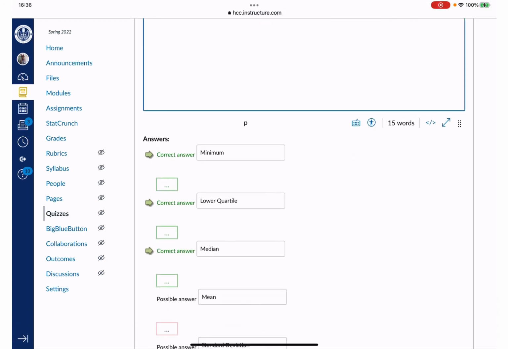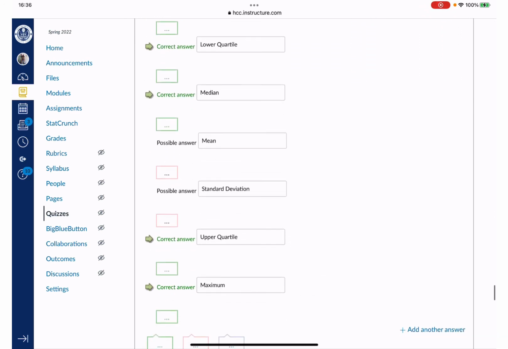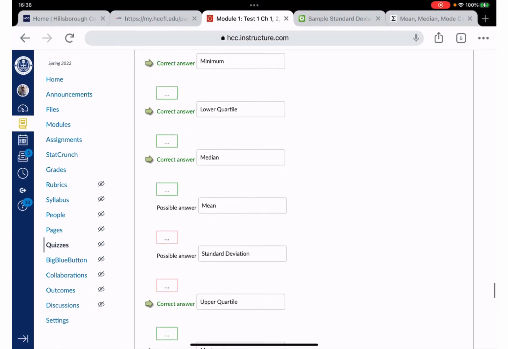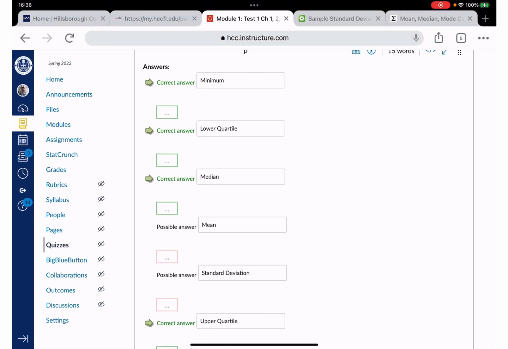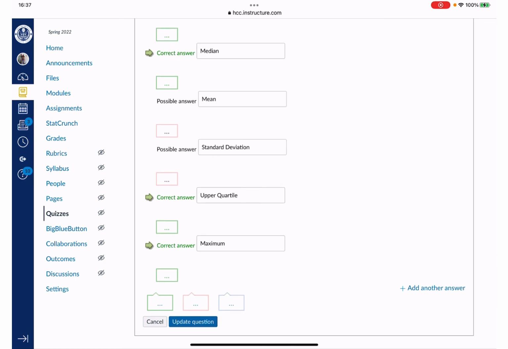So let's see: minimum, lower quartile, median, upper quartile, and maximum. This median, oh, I didn't see that they don't have interquartile. They have median. Median is 50%. So we have 25% lower quartile, median is 50%, and upper quartile is 75%. And lastly, it's the maximum value. Okay, that's coming from the box plot.